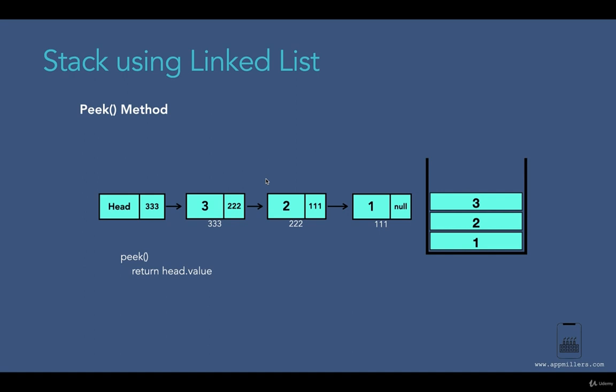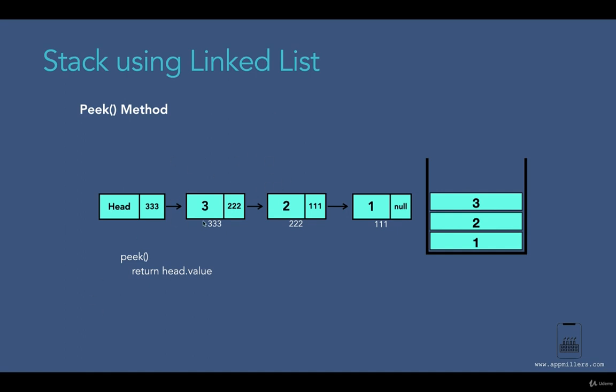The next method is pick method. Now when we talk about pick method, we said that it's going to return the top element always, but it's not removing that element from the stack. Now in this case, the top element is 3. If you look at 3, you see that 3 is located at the beginning of linked list. So this is the first element in our linked list. So if we return the head value, it's going to return the top element in our stack over here.